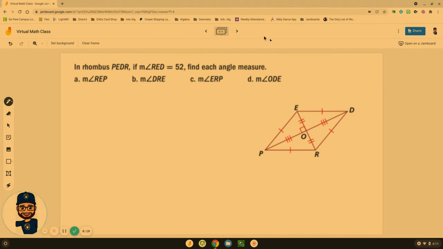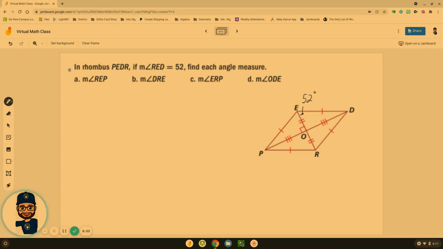All right, here's a rhombus. Okay, a rhombus, four sides being equal. But remember, a rhombus is a special type of kite. Okay, it is a kite. And here's what happens in a rhombus. These two are congruent to each other. These two short segments are congruent to each other. All four of the outside are congruent. They tell me that the measure of RED, so R to E to D, this angle right here, is 52.